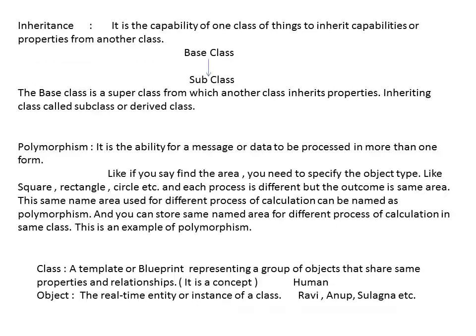So if you look at yourself, you are the subclass and your father is the base class. Automatically, the properties of the father that can be inherited in you are car and money. But his degree cannot be inherited. You have to earn it. So we can think that this is how the things which are written in the base class, those properties which are specified as protected or public, can be inherited in the subclass. The base class is the upper class, a super class from which another class inherits properties. The inheriting class is called a subclass or derived class.